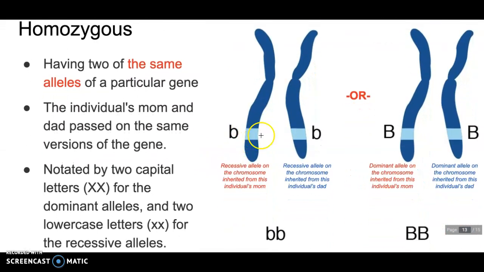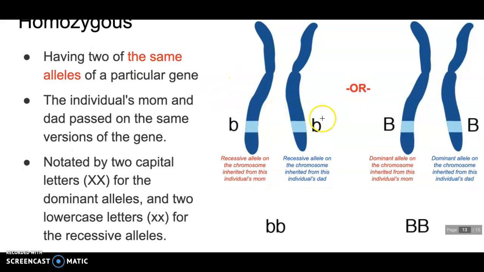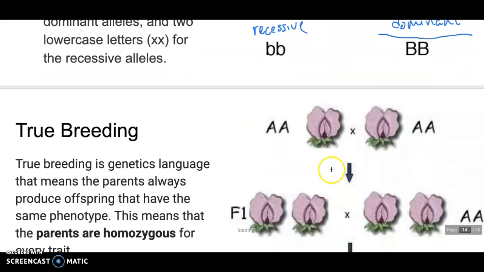Now homozygous, this is when you have two of the same alleles of a particular gene. So this could be homozygous recessive, right? Or homozygous dominant. So if you received a dominant version from both of your parents, then you would have the genotype of capital B, capital B.